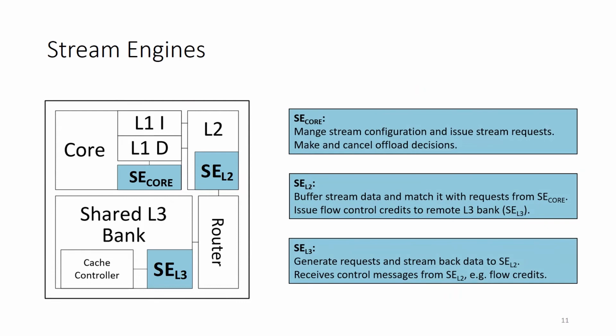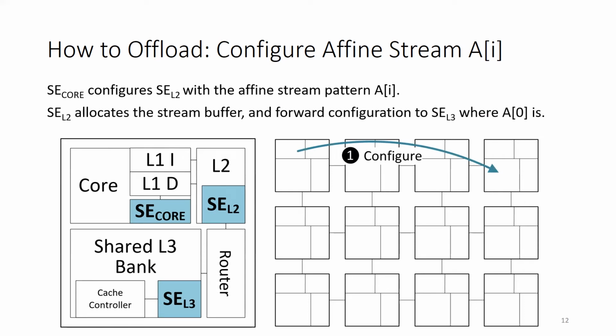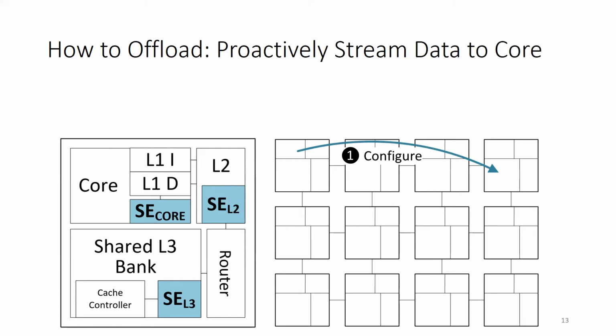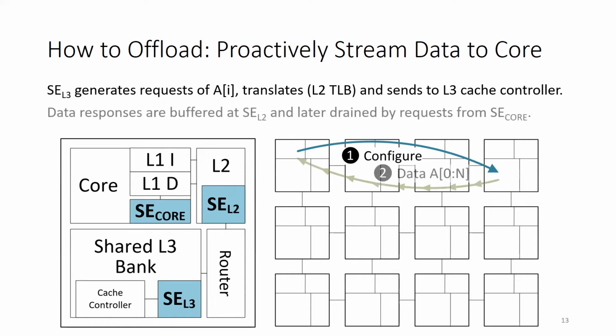When it's profitable to offload a stream, the core stream engine sends a configure message to the L2 stream engine with the affine stream pattern A of I. The L2 stream engine allocates the stream buffer and then forwards the configuration to the L3 bank where the first element A of 0 is mapped to. With the stream pattern, now the L3 stream engine can proactively generate addresses for stream A and translate the address using the L2 TLB. The data will be streamed back and buffered at the L2 stream engine, later drained by requests from the core stream engine.